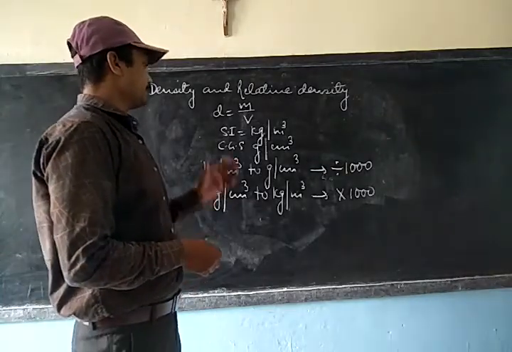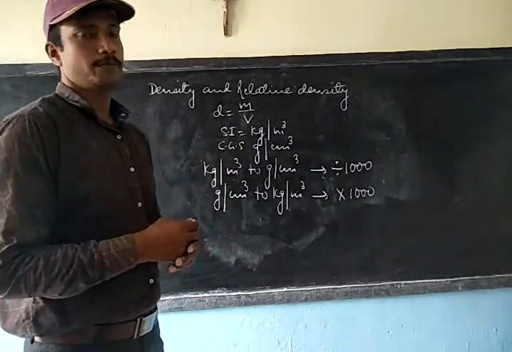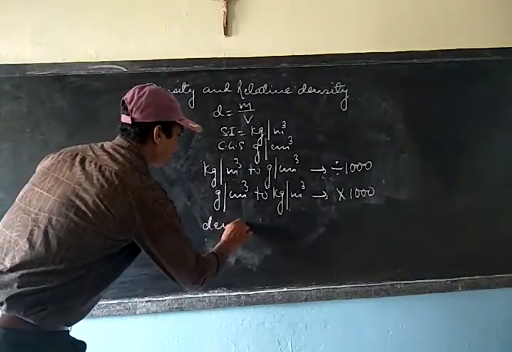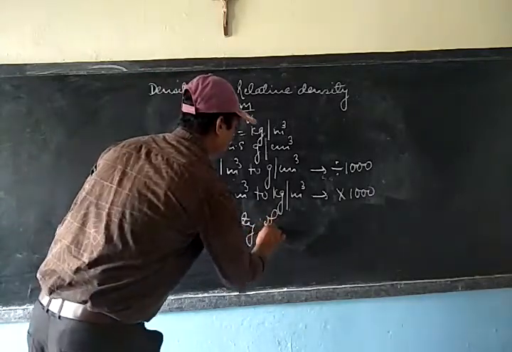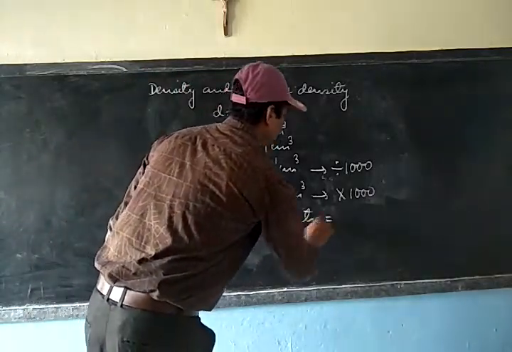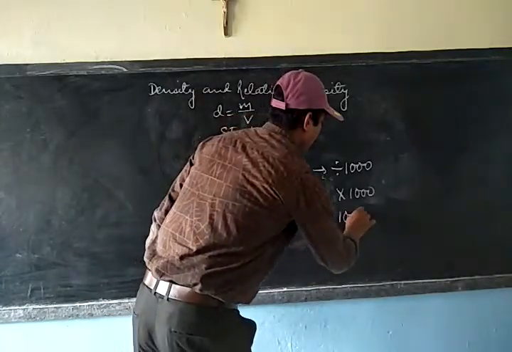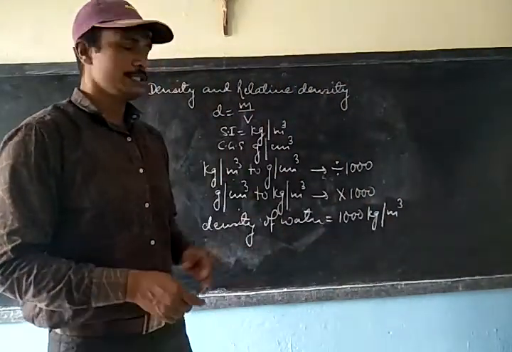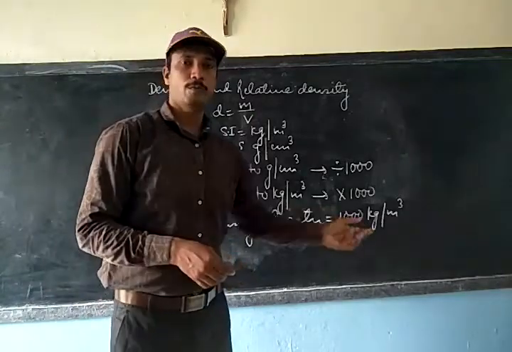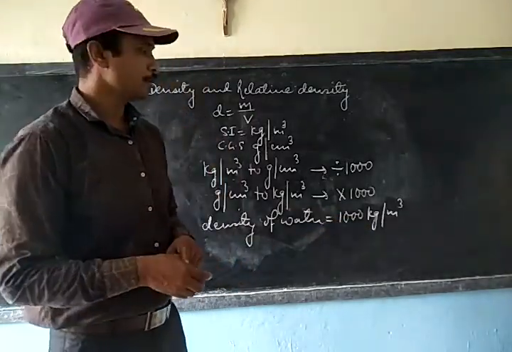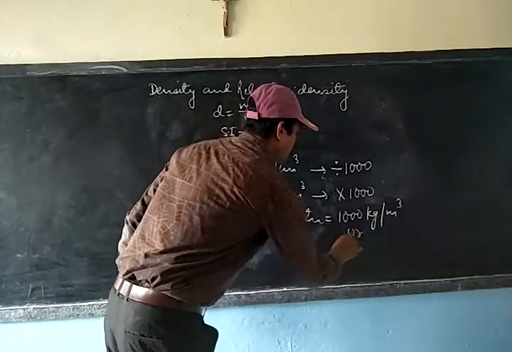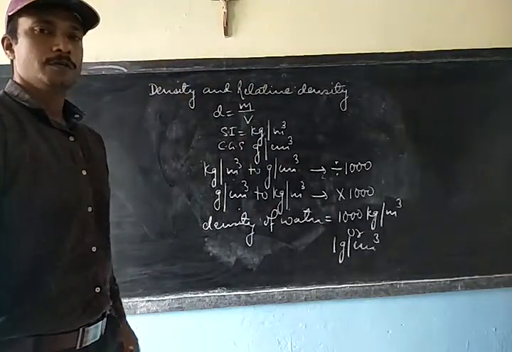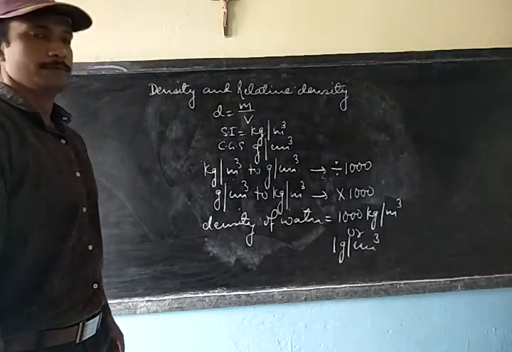One more very important thing that you should know is the density of water. The density of water is 1000 kg per meter cube, and in gram per centimeter cube, the density will be 1 gram per centimeter cube. So this we have about the density.